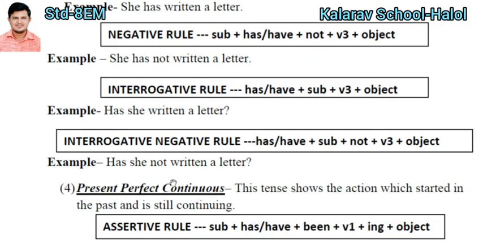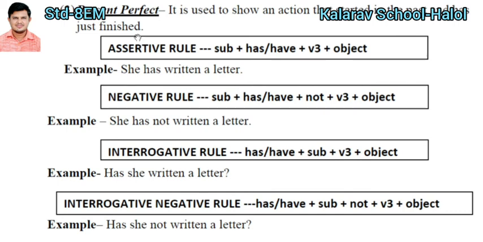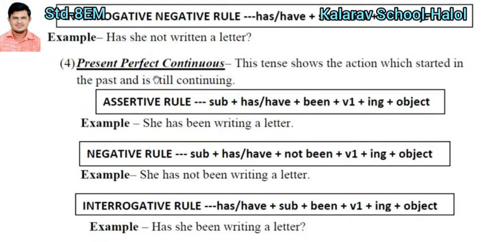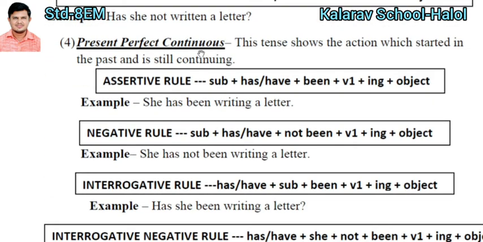The interrogative negative sentence: has and have stay in the same place, the subject stays in the same place, and only the word not is added to the sentence. After that, the same rules as the interrogative apply. So, has she not written a letter? Question mark. So this is the sentence formation of the present perfect tense. It is used to show an action that started in the past and has just finished. That is called present perfect tense.